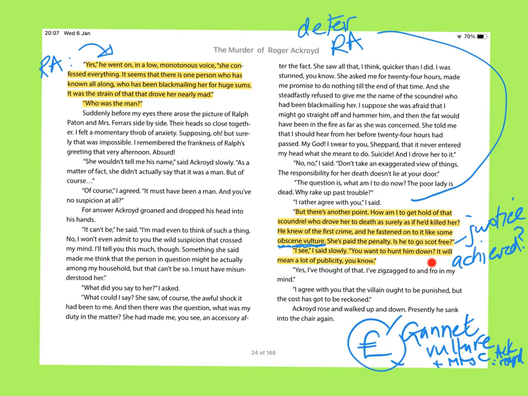You want to hunt him down? It will mean a lot of publicity, you know. Trying to talk him out of it. So, well, you know, do you really want to do this? It'll mean terrible consequences for you. So we know his ulterior motive for doing this. Interesting piece of foreshadowing here as well. Presently, he, Roger Ackroyd, sank into the chair again. Well, he's about to sink into his chair for the final time very, very shortly.